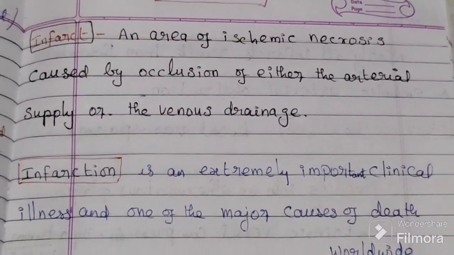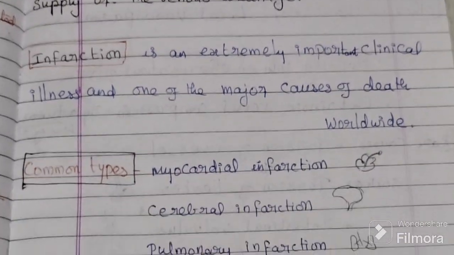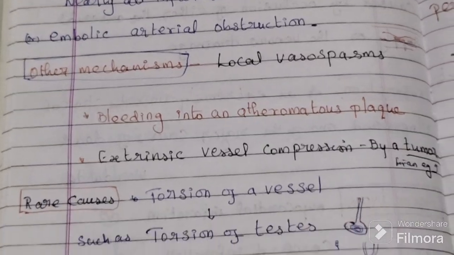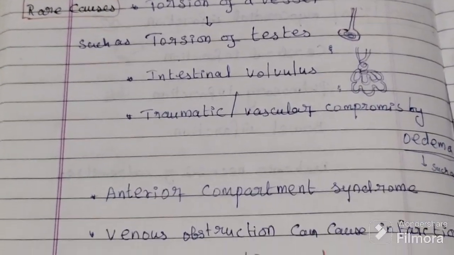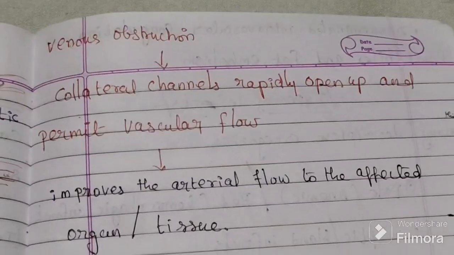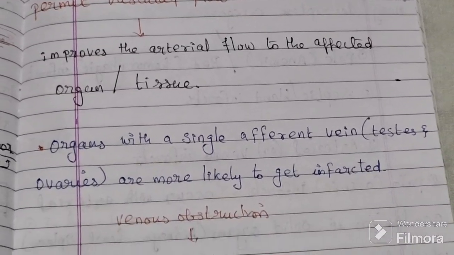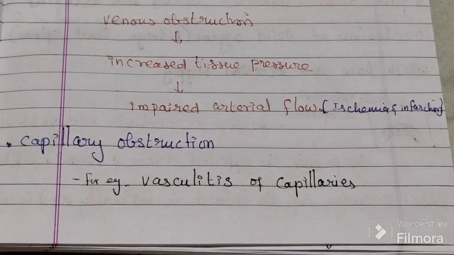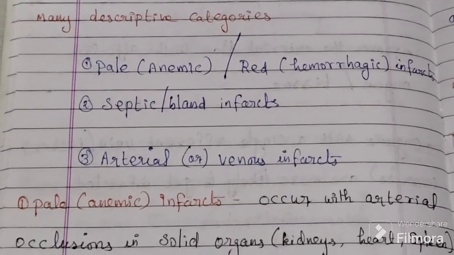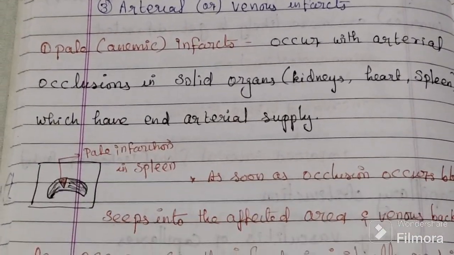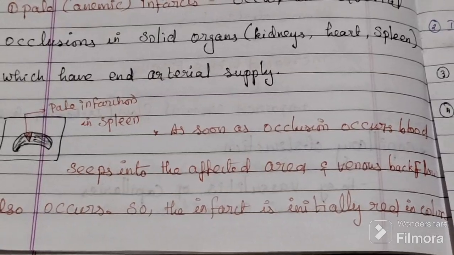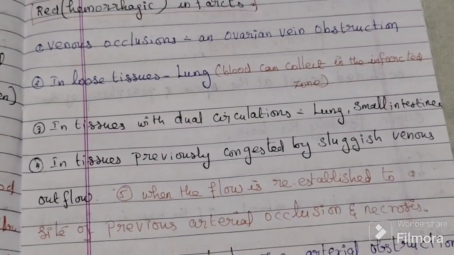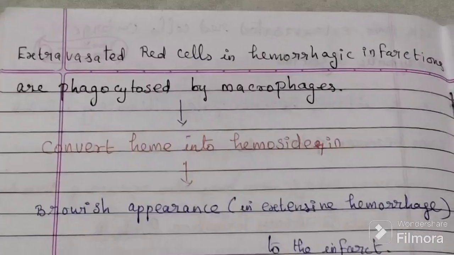So in this video we discussed infarctions and their types. Causes: venous obstruction. Types of infarction: first one is pale, second is red infarction.